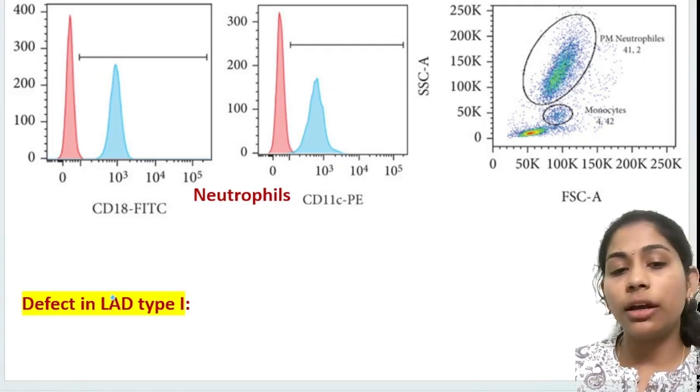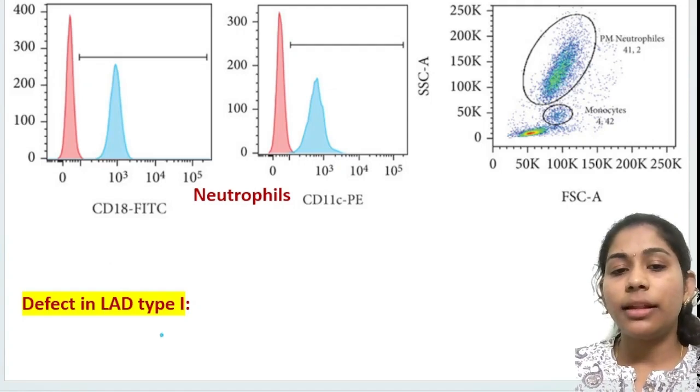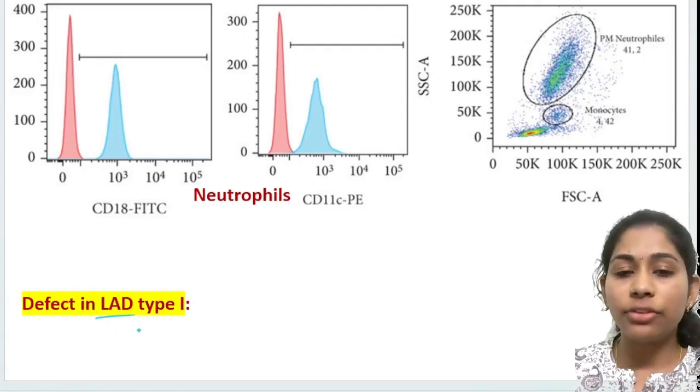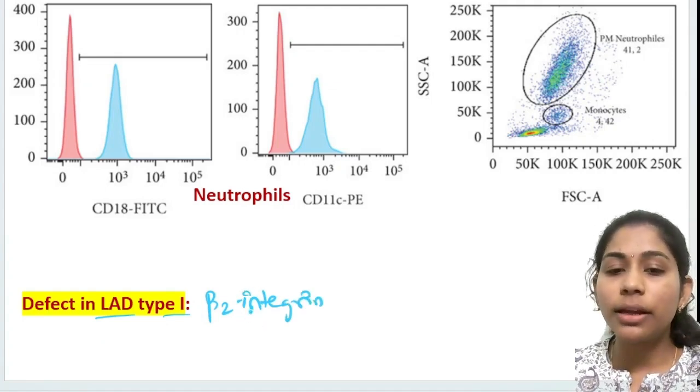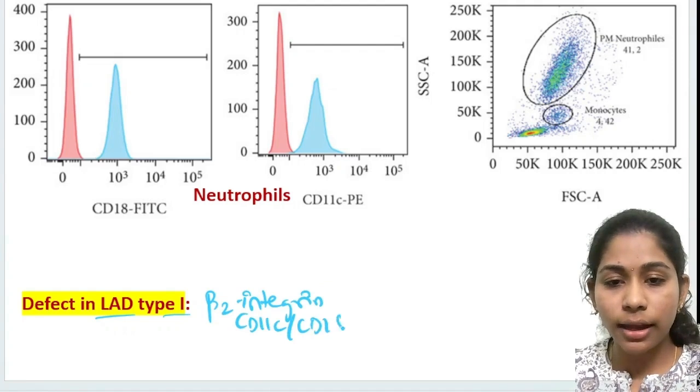Now we are discussing the cell surface protein defects. That is leukocyte adhesion defect. LAD is leukocyte adhesion defect type 1. So what is the defect here? I already said it is beta-2 integrin. Correct. So what is the CD marker? We should know the CD marker. Yes, it is CD11C or CD18.